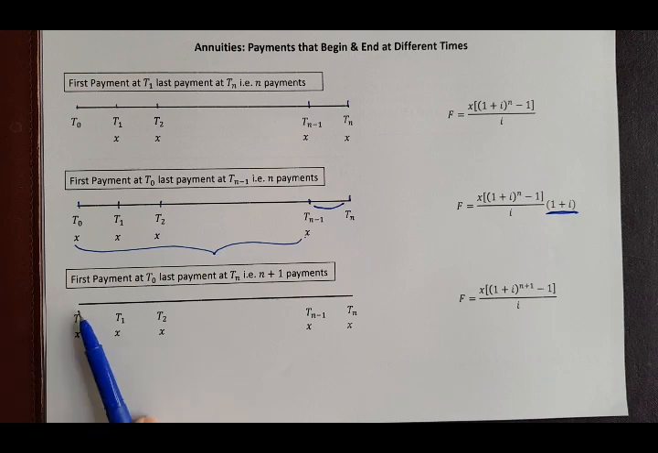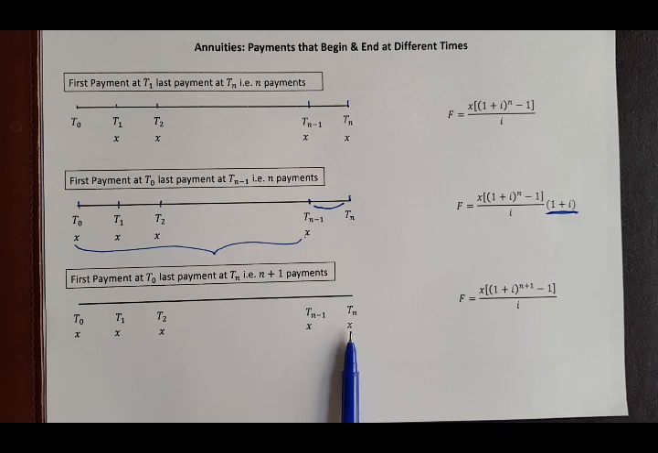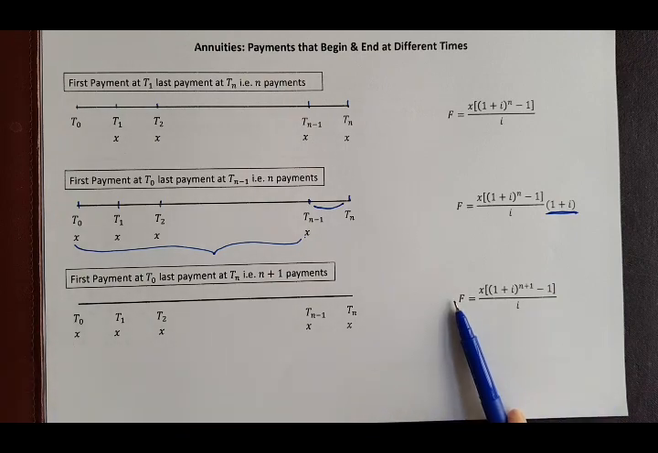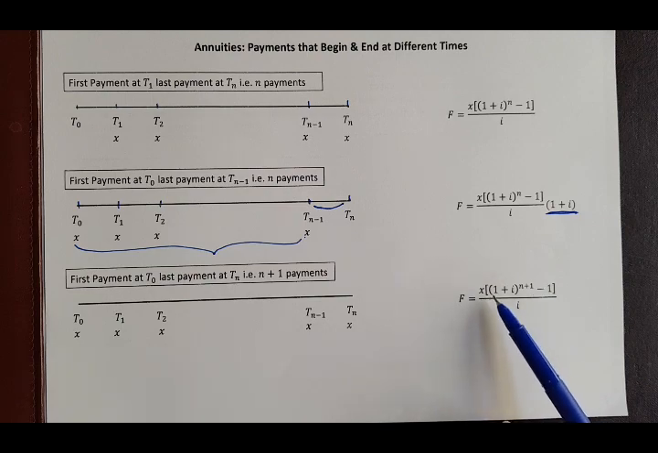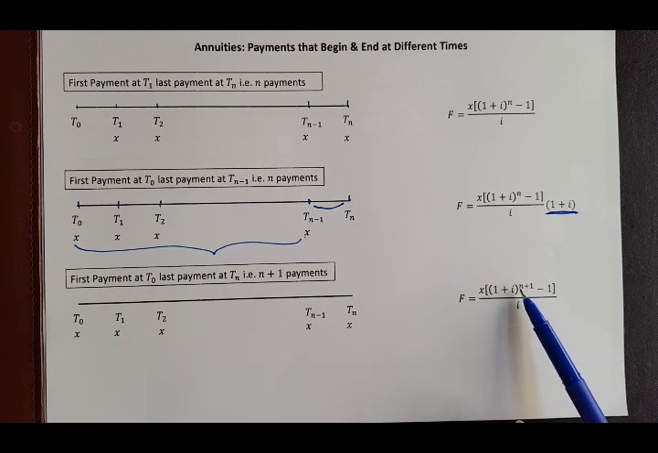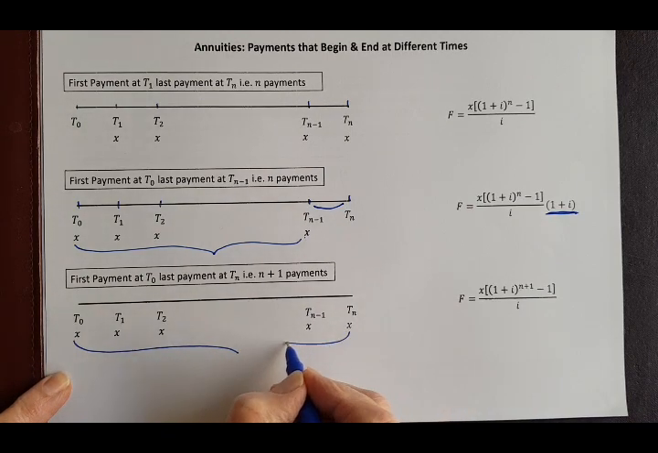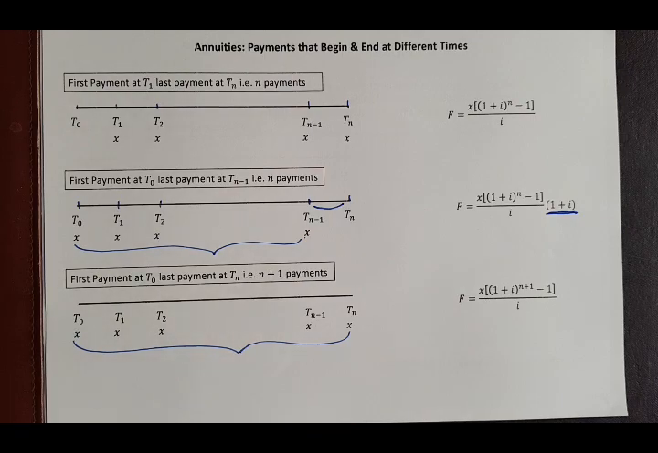If we start paying immediately and then carry on paying until Tn, in other words, this time around, we are making N plus 1 payments. Our future value annuity formula gets 1 plus I to the power of N plus 1. We are making N plus 1 payments in this particular case, and that formula gives us the amount of money that we have from our first deposit until our last deposit.